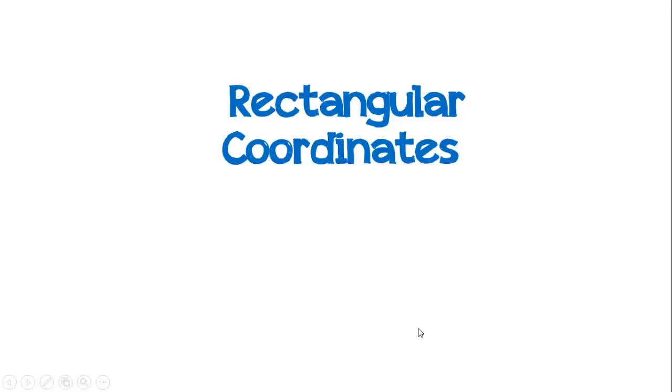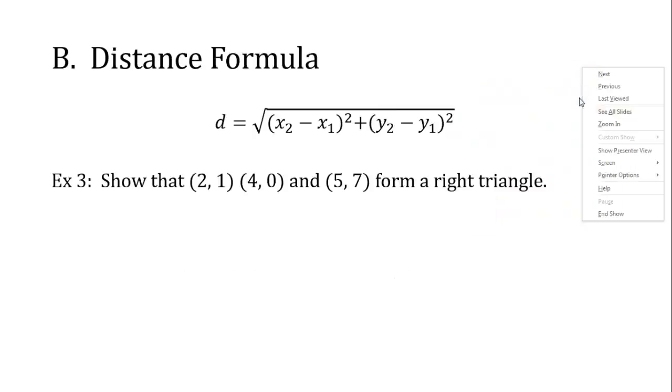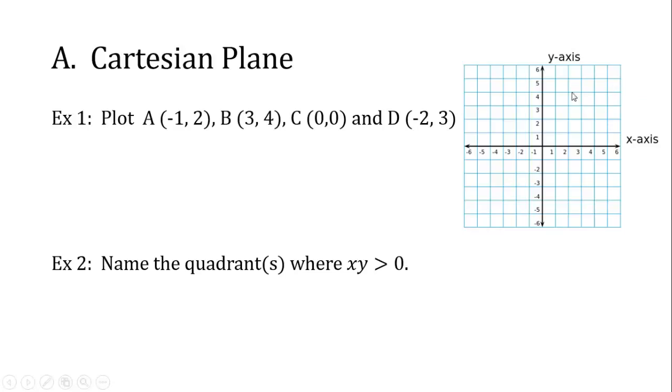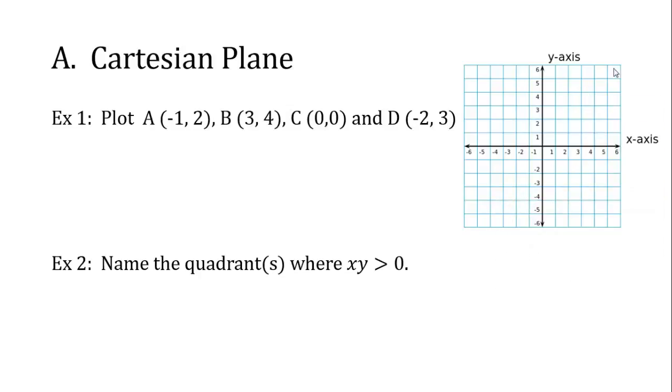So the first lesson is about rectangular coordinates. First thing you should know is how to plot a point on a Cartesian plane. Cartesian plane is simply this fourth quadrant that you know. You should know that these quadrants, you name them quadrant 1, 2, 3, and 4.